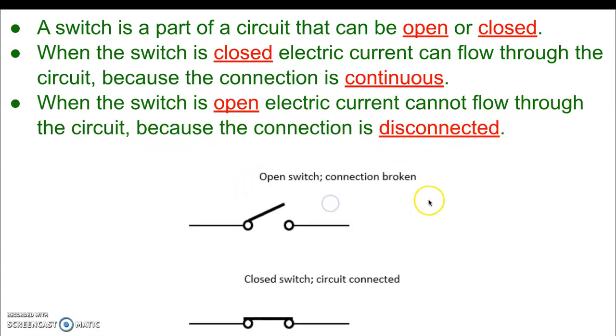I would like you to draw these in your notes here. This is an open switch where the connection is broken. And so this one, the circuit would be off. And then down here, this is a closed switch, and the circuit is connected, so this circuit would be on.